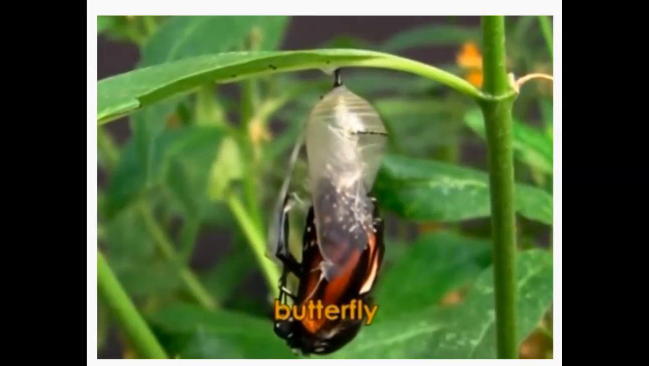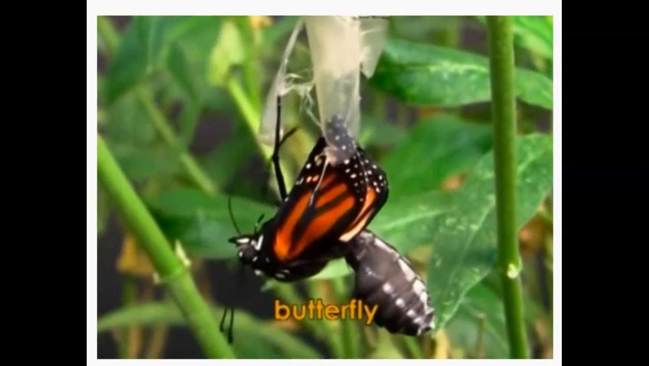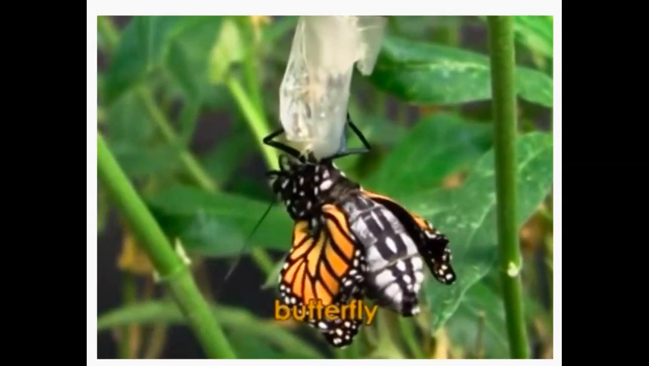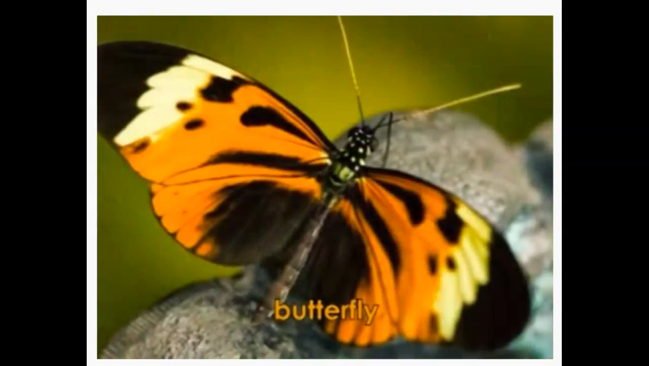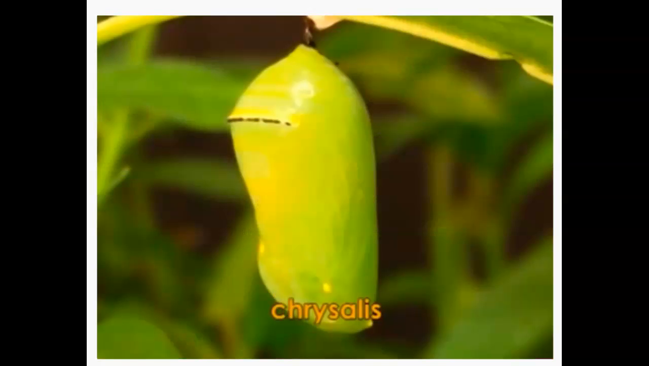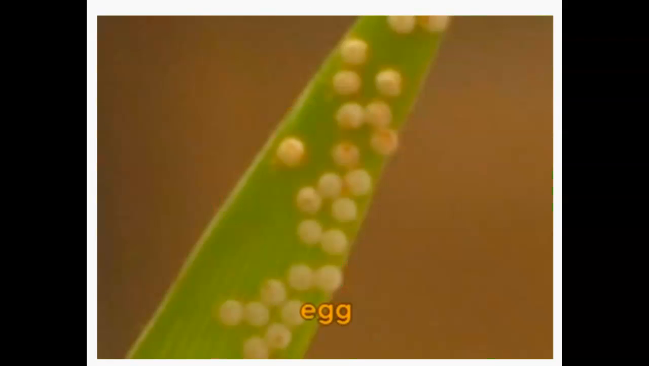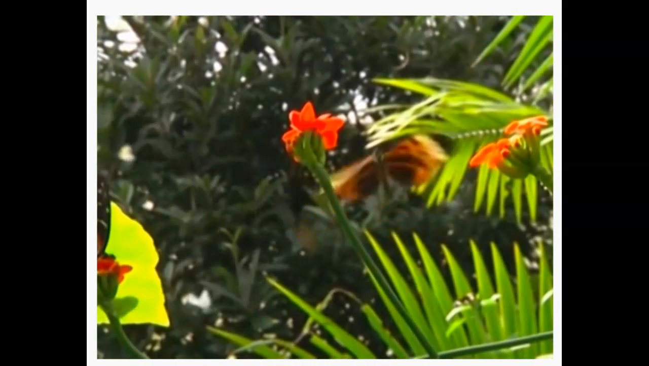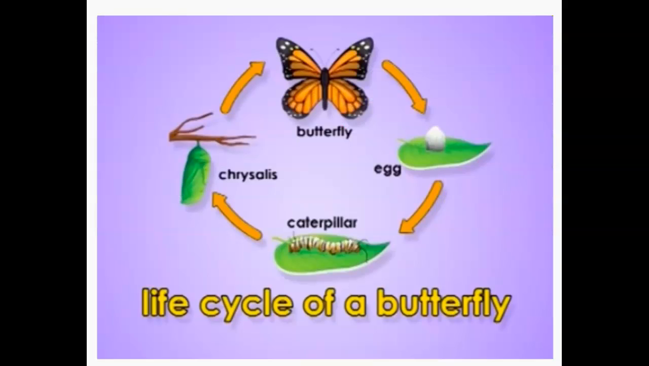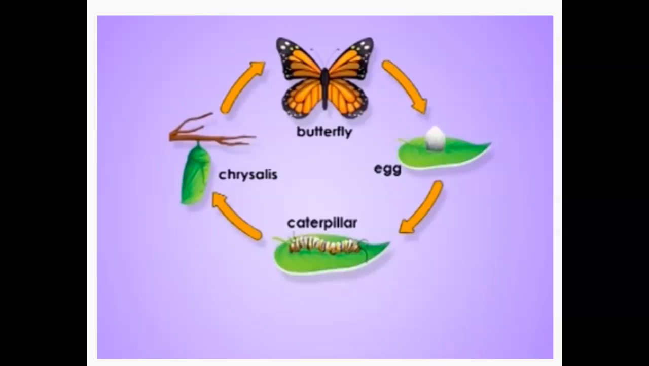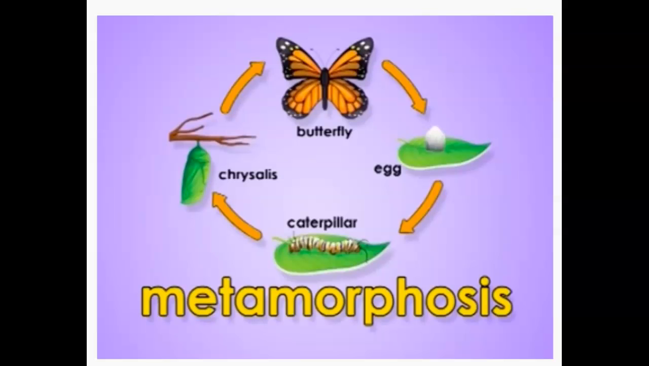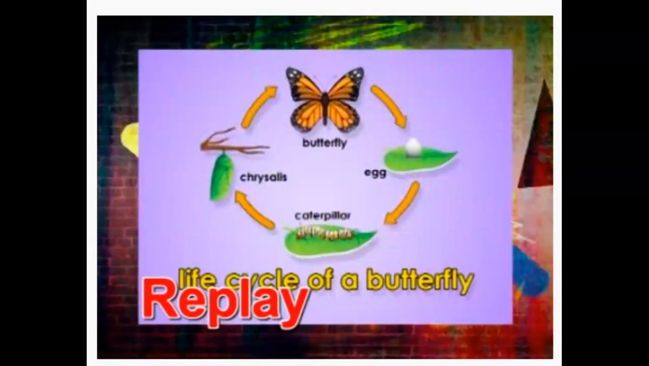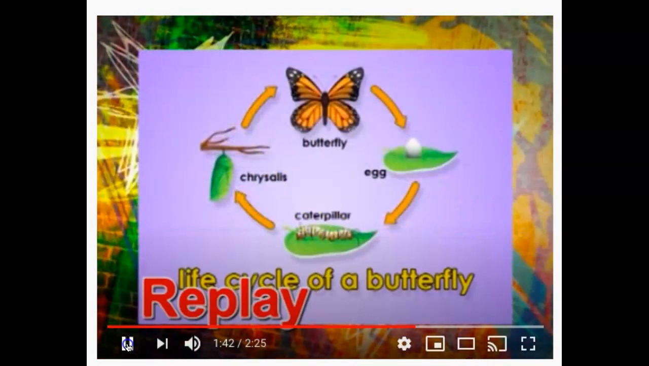It's amazing! The butterfly's metamorphosis happens in 4 stages. Butterfly egg, caterpillar chrysalis. Flutter and fly in the sky. That's the life cycle of a butterfly. Changes, changes, round like this. It's called metamorphosis.